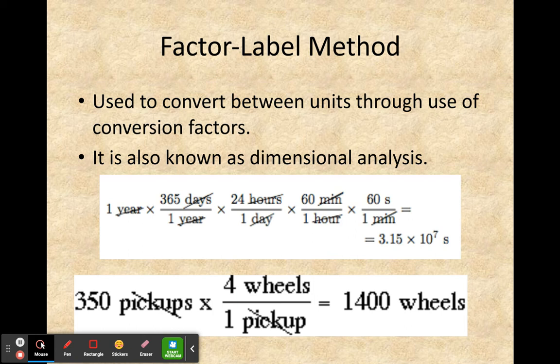Or if you were trying to find out how many wheels were on 350 pickup trucks, you take 350 pickup trucks over 1 times 4 wheels to get 1,400 wheels.